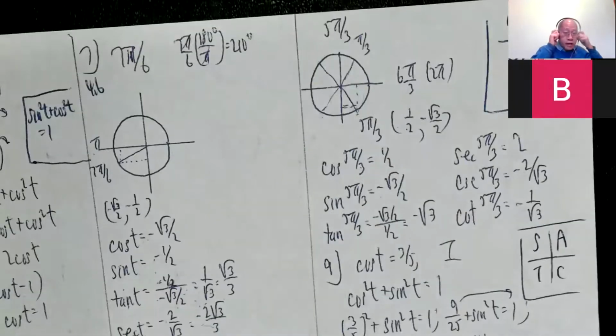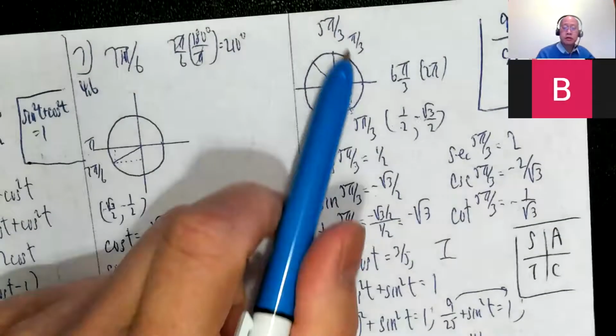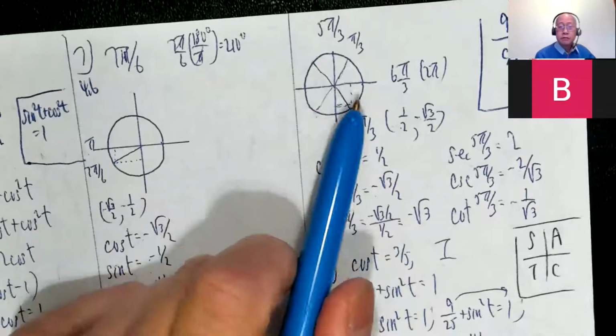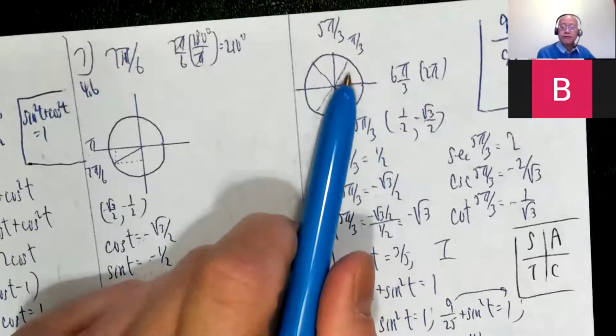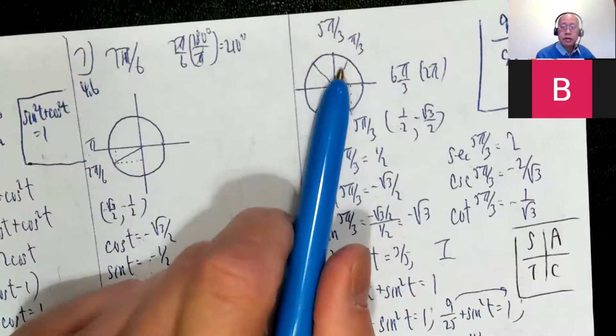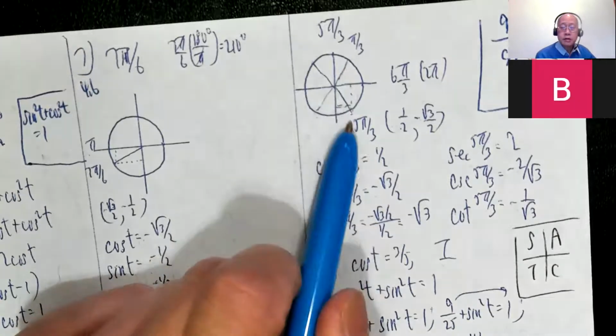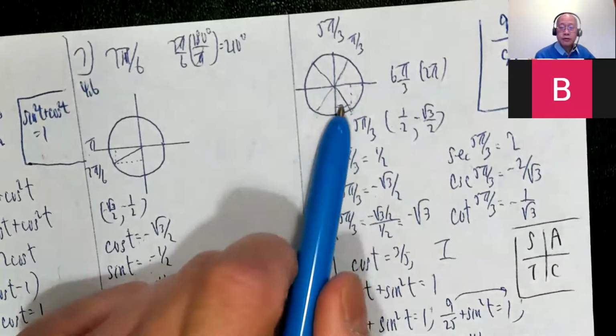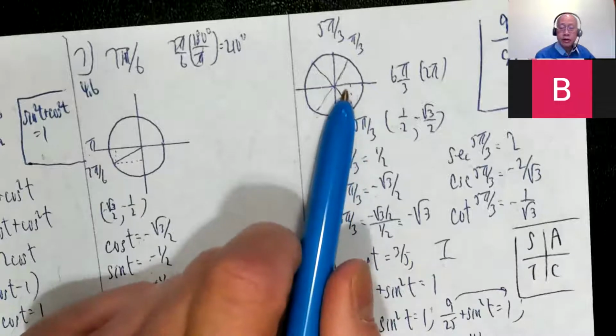Okay. So if you play that game faithfully all the way through the circle, you can figure out any multiple of 45 degrees or multiple of 30. Here I know it's a multiple of 30, so I know one of the coordinates is a half.